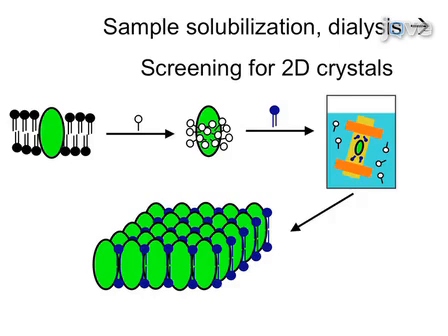The second step of the procedure is to add exogenous lipid and remove detergent via dialysis of the protein-lipid-detergent mixture, resulting in 2D crystals under carefully controlled conditions.